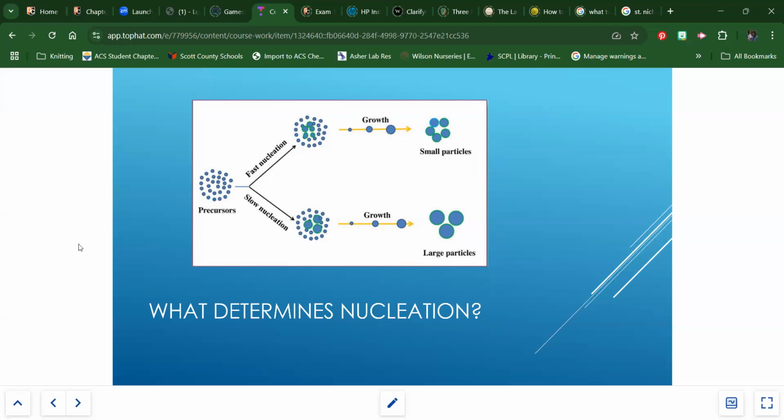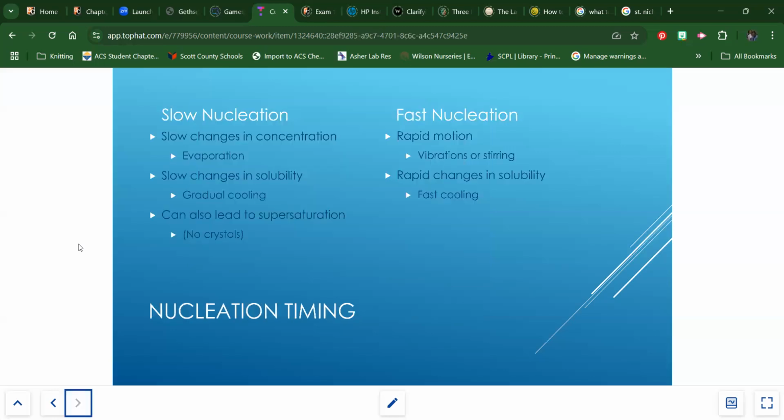Okay. We can also get those crystals to form by doing some things. Major thing being stirring. Yes. Okay, so fast nucleation, rapid motion. So stirring really, really quickly.